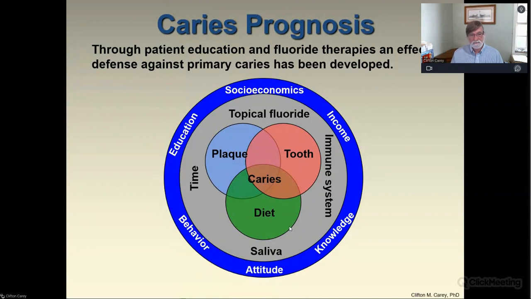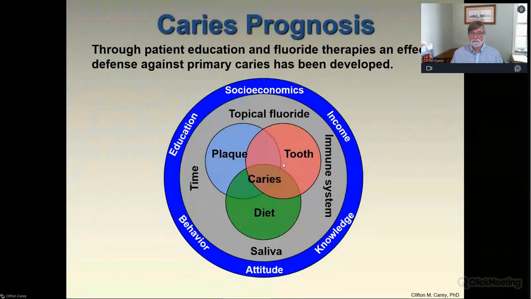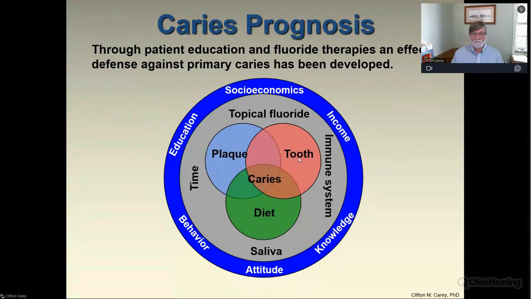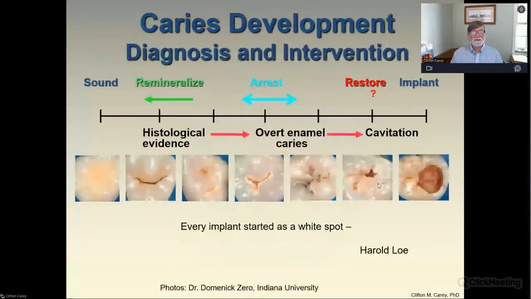The immune system's typically, it takes time to develop a caries. And then saliva, which is a huge, huge factor in terms of whether caries develops or not. And so then that leaves us with the Venn diagram of plaque, the biofilm, the tooth itself, and there's features about teeth that are both good and bad, and then the diet that the patient has. All of these things have to be considered when you're talking about caries.